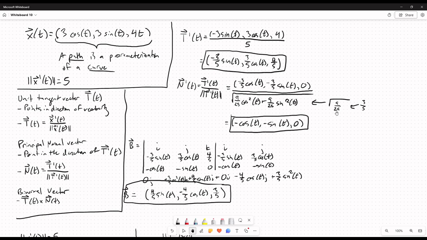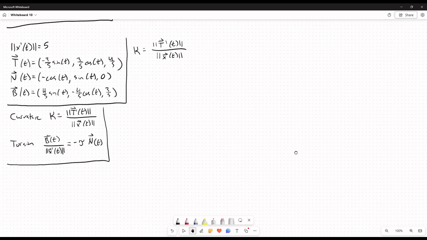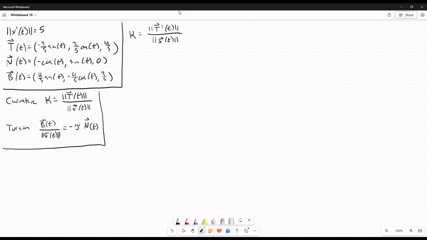It was a really fun time. And what we ended up finding was that it was 3/5. So we can go back down here and say, hey, this is going to be 3/5 from previous work over, and then what's our speed? Our speed is just 5. So this is going to be 3/5 times 1/5. It's 3/25. So in this case, the curvature generally speaking is a function of t, but in this case it's a constant, so that's nice. That isn't terribly surprising that our helix has a constant curvature.